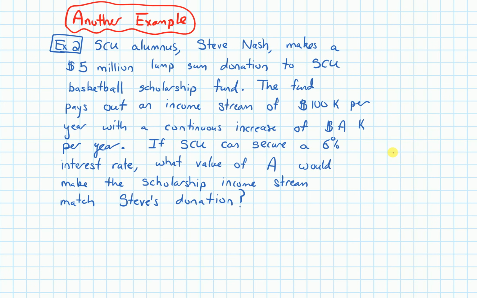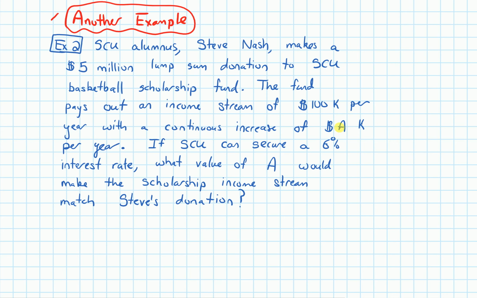In this video, we are going to look at another perpetuity example. So this involves one of SCU's more famous alumni, Steve Nash. In this scenario, Steve Nash makes a $5 million lump sum donation to an SCU basketball scholarship fund. The fund pays out an income stream of $100K per year. So that means $100,000 per year, with a continuous increase of A K dollars per year.